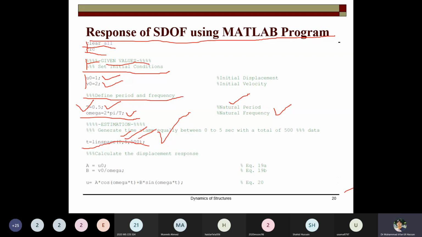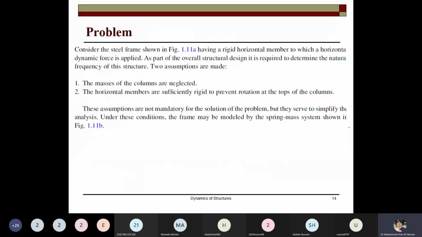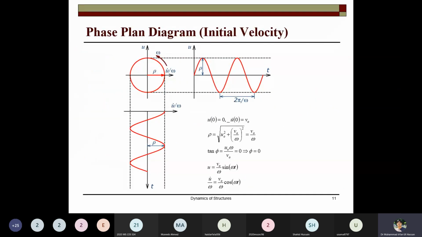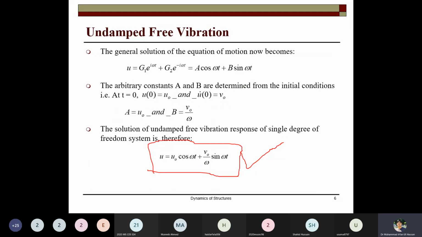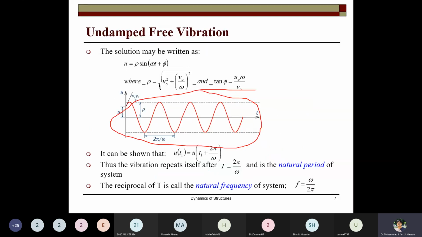Next is to calculate the displacement response. Now you know the value of a, the constants. a is equal to u naught, both are present. You will see the first case, because u naught and v naught both are present. So what was the a value? a was u naught, and what was the b value? b was v naught over omega. This is the case, so you know the values of both a and b.